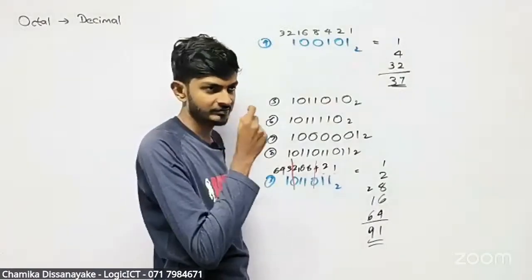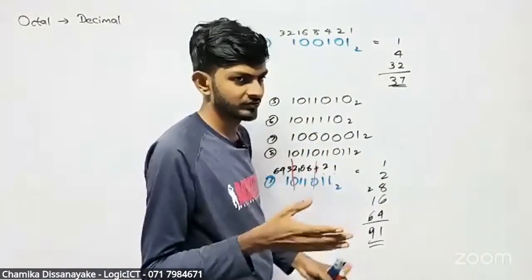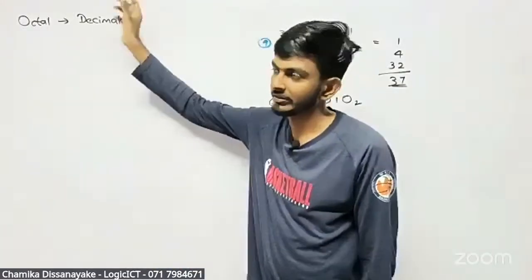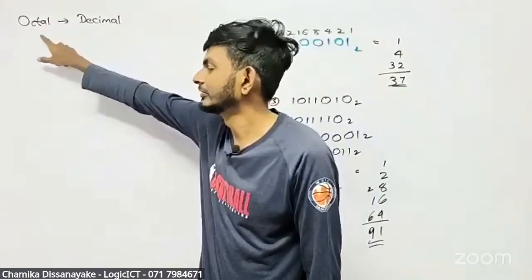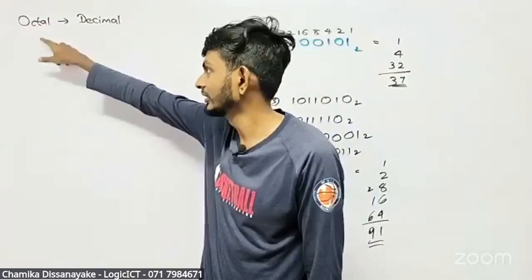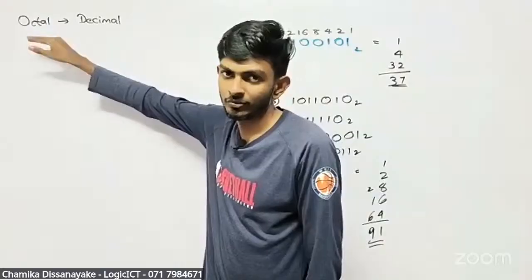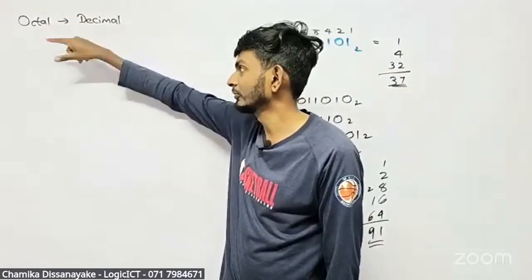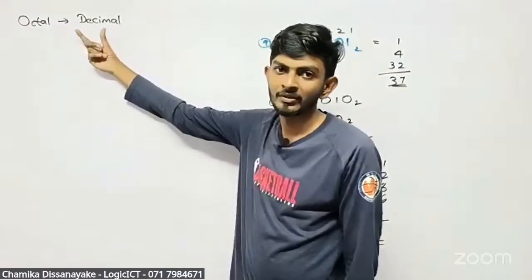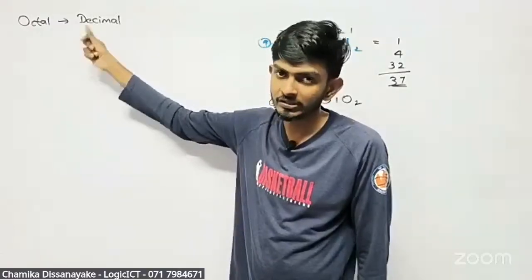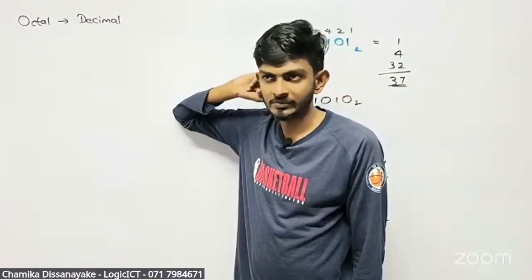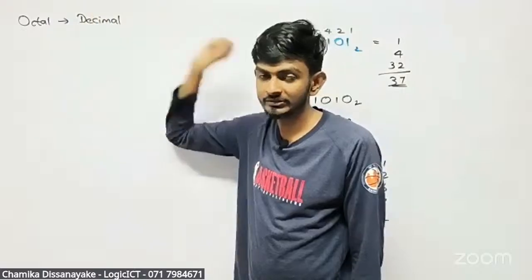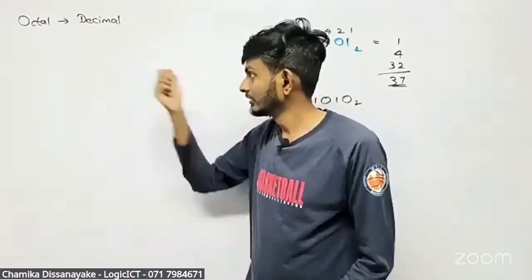Okay, very easy. So for all the conversions to decimal numbers, if there is any other number system, binary, octal, or hexadecimal, if you are going to convert those 3 number systems into decimal, the method you are going to use is this method. That means you are going to multiply the weighting factor with the corresponding value. Okay.